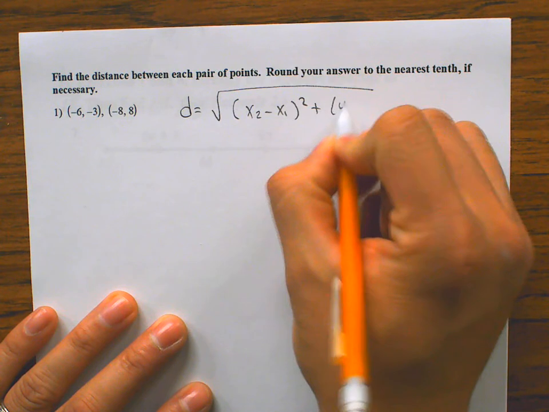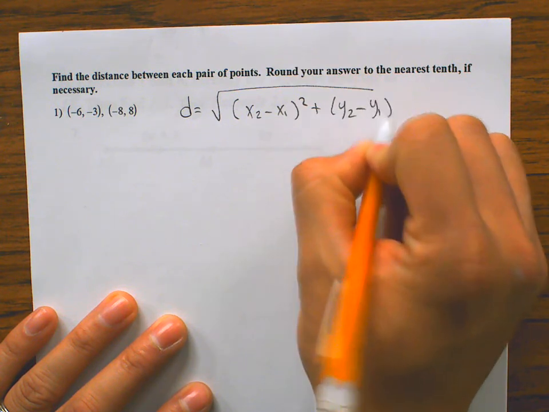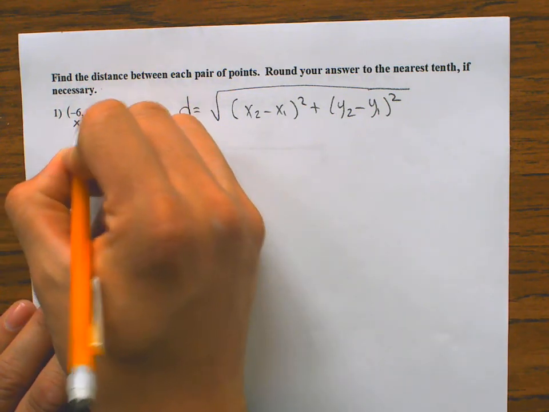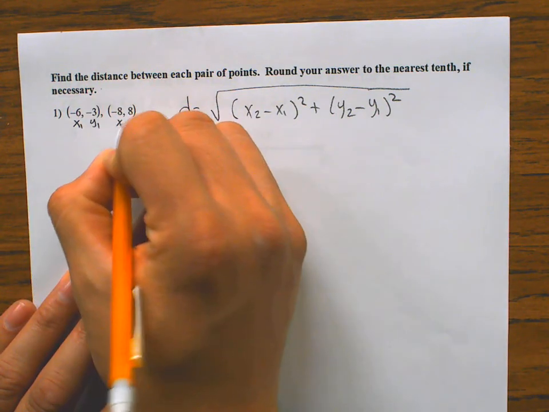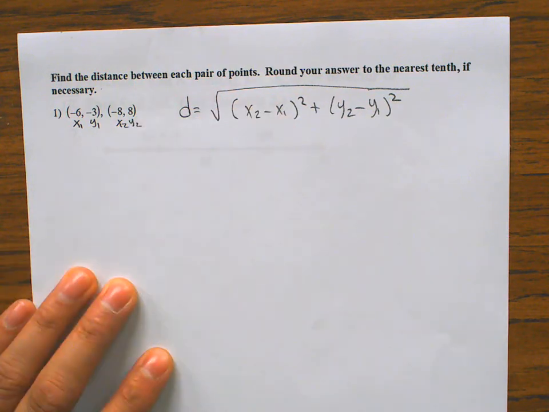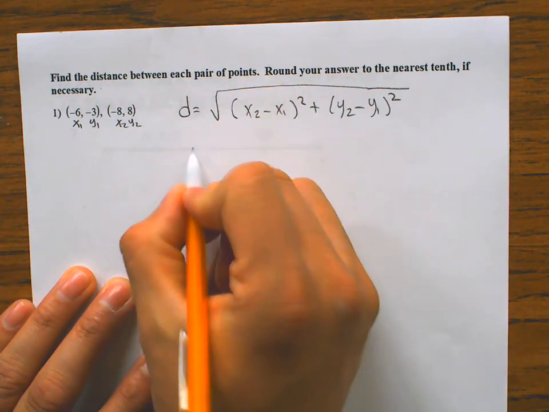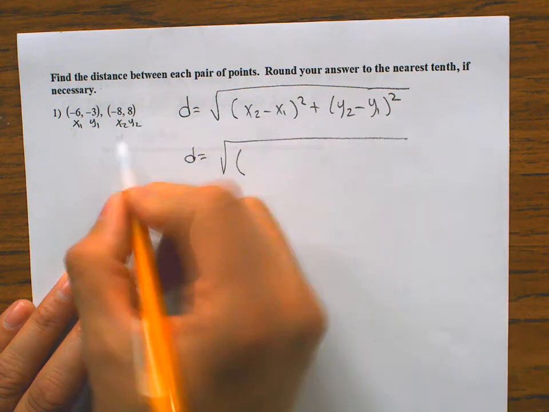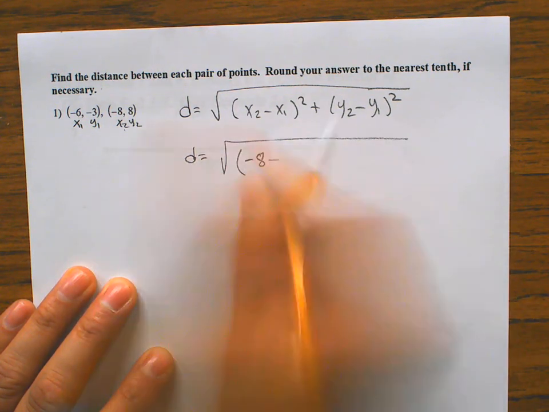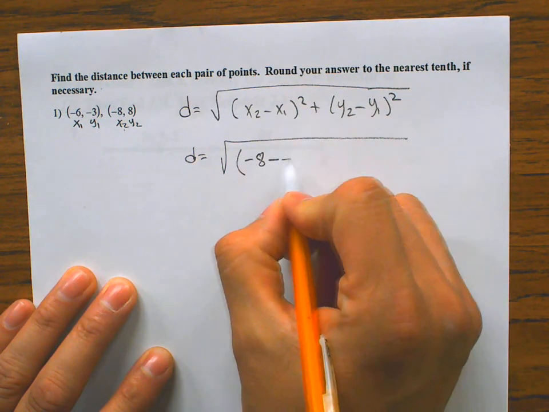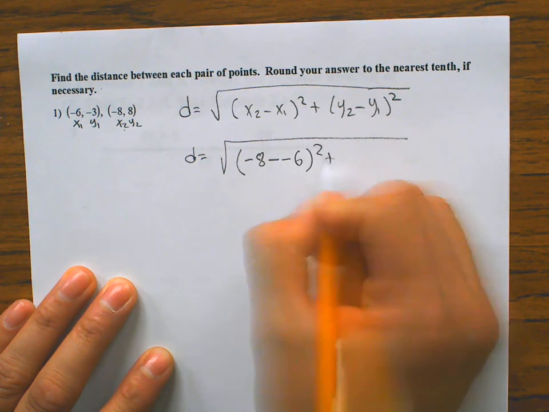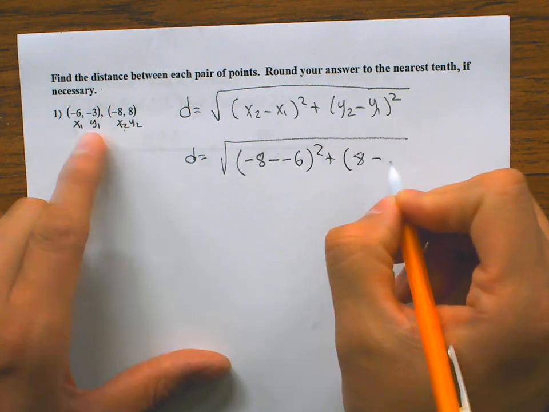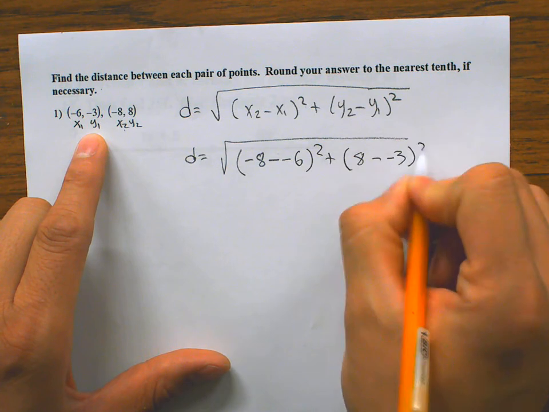So the very first thing you want to do whenever you have a distance formula problem is label your vertices. So x1, y1, x2, y2. You're going to substitute the values into the equation. So here we're going to have x2, which is negative 8, minus x1, which is negative 6, quantity square, then y2, that's 8, minus y1, which is negative 3, quantity square.